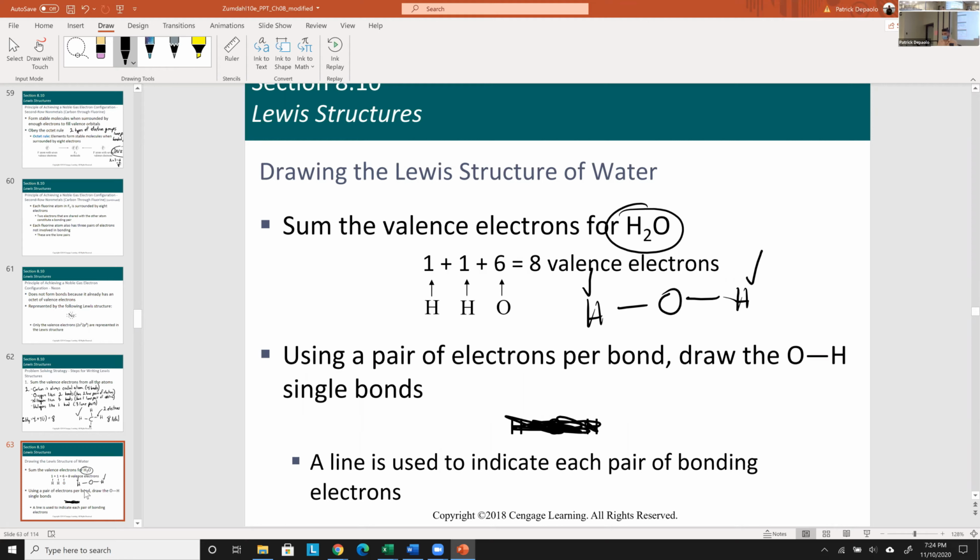How many electrons are we missing from our total of 8? We're missing 4, right? Because there's only 2 here and 2 here. We can't make any more bonds. We can't put double bonds between the hydrogens because the hydrogens don't want that. So we have to add these electrons as lone pairs. So we have 1 lone pair, 2 lone pair on the oxygen. How does that sound? And that's basically it.